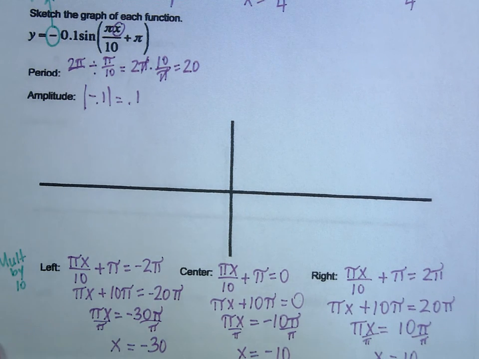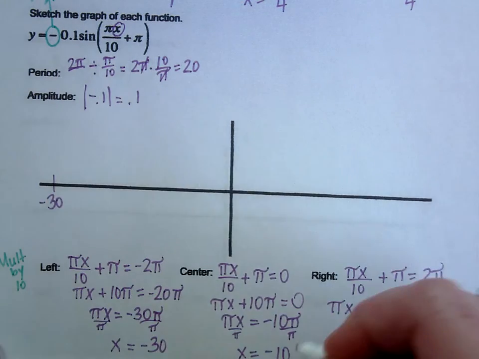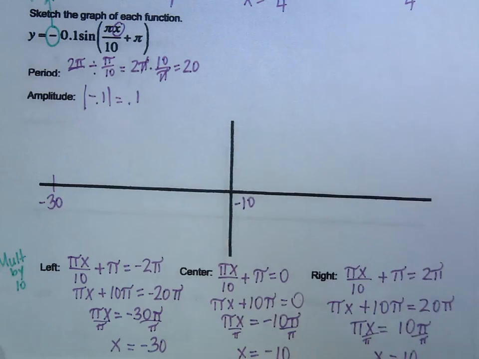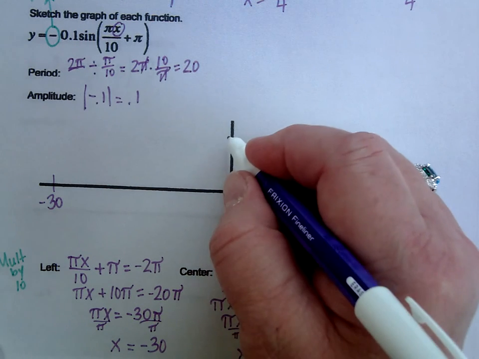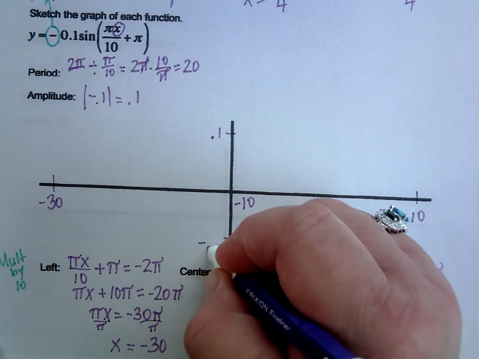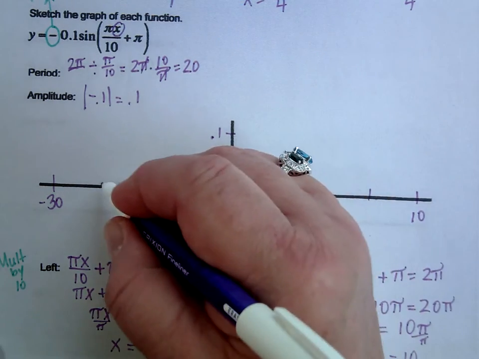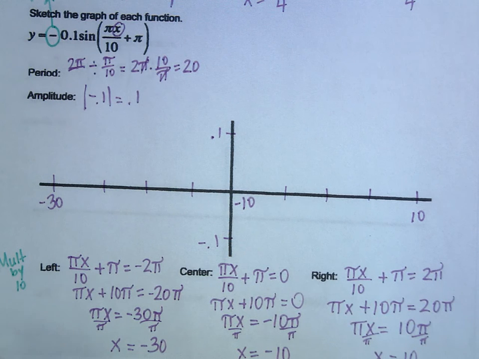My graph goes over here. This is going to be my negative 30. At the middle, my center is negative 10. The right's going to be positive 10. My amplitude is 0.1. Negative 0.1. 4 dashes on either side. Alright. Then I'm ready to start dotting.